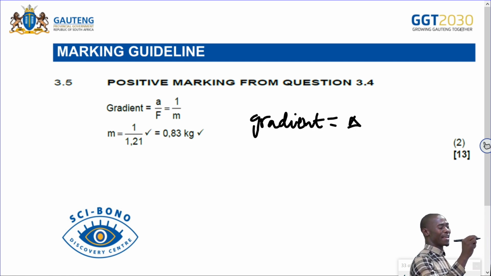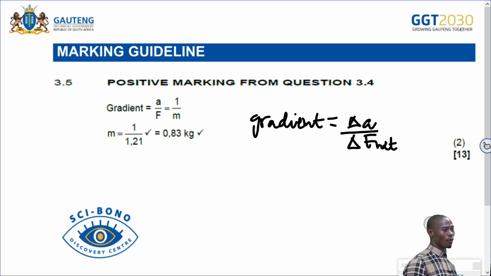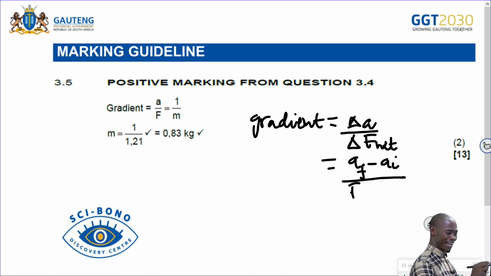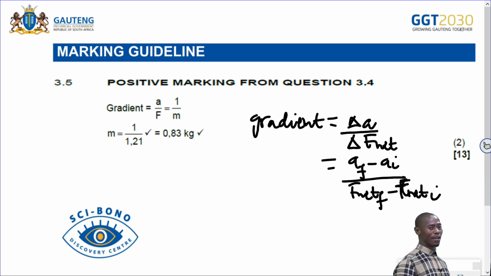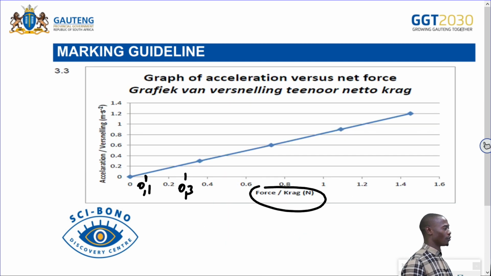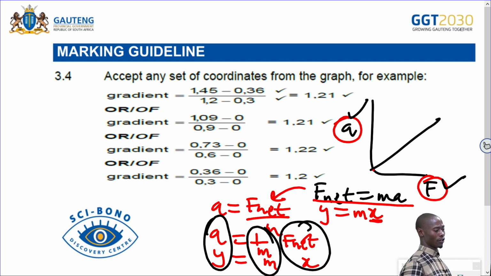Your gradient will be the change in a over the change in F net. We can choose any 2 points because all the points are on the line. So it will be a final minus a initial, over F net final minus F net initial. We need 2 points. The first point, I will choose this point, 0 and 0.